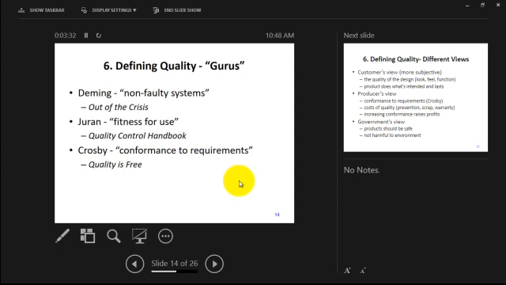Similarly, Crosby, according to him, the conformance to requirement. Conformance to requirements. That is also from a book which is Quality is Free. So these are the different definitions from the gurus of the quality.